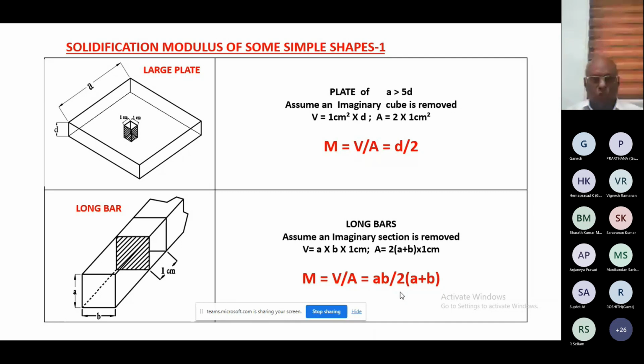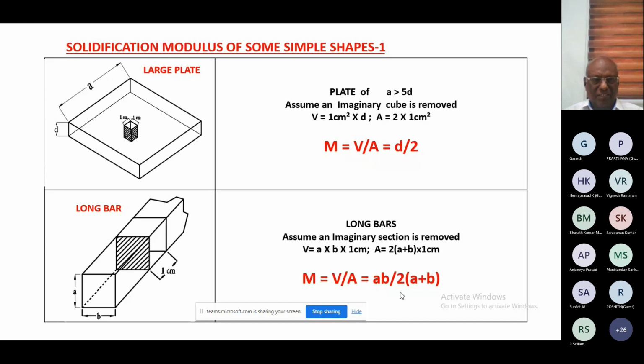Area is 2 times 1 centimeter square, 2 times because there are 2 cooling surfaces. The other 4 sides are non-cooling surfaces. Modulus is equal to D by 2.